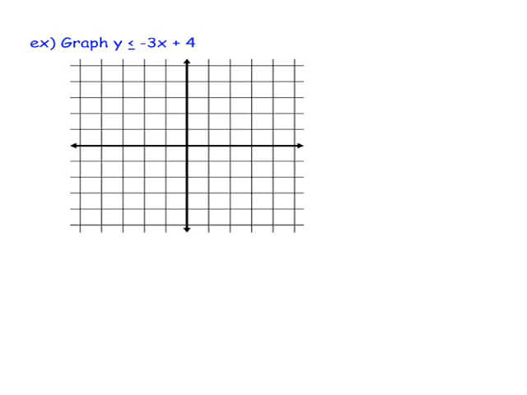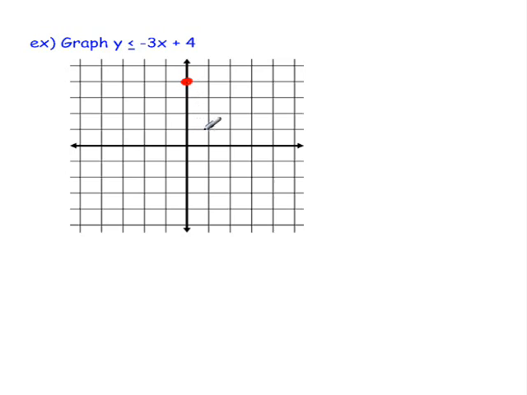Let's look at this. y is less than or equal to negative 3x plus 4. All right, so it's in slope-intercept form. I'm going to go and graph my y-intercept: 1, 2, 3, and 4. My slope is a negative 3, so from that y-intercept, I'm going to go down 3 over 1.